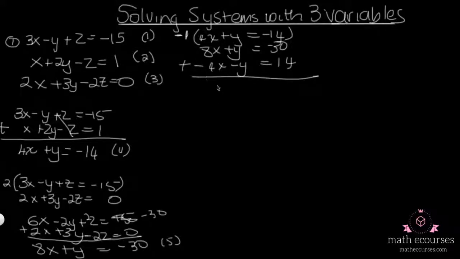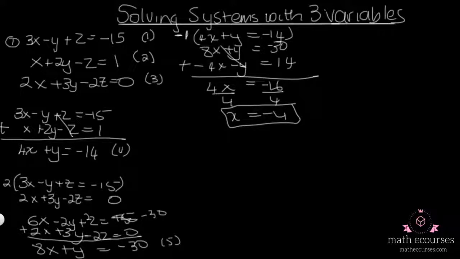So 8 minus 4 is 4x. This is eliminated. Negative 30 plus 14 is negative 16. And look at that. I can easily solve for x now. So here I get x equals negative 4. Here is one answer.